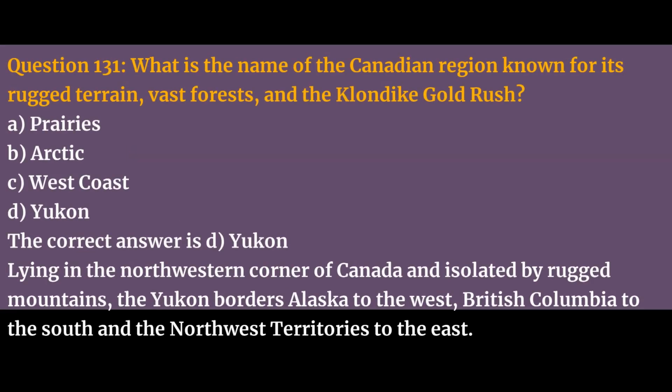Question 131. What is the name of the Canadian region known for its rugged terrain, vast forests, and the Klondike Gold Rush? A. Prairies B. Arctic C. West Coast D. Yukon. The correct answer is D. Yukon. Lying in the northwestern corner of Canada and isolated by rugged mountains, the Yukon borders Alaska to the west, British Columbia to the south, and the Northwest Territories to the east.